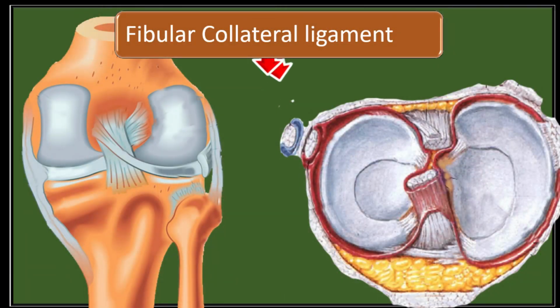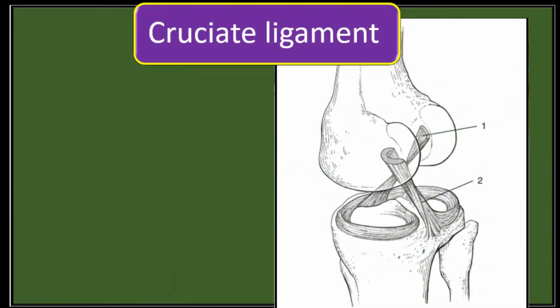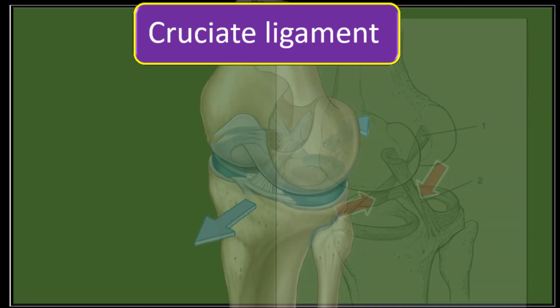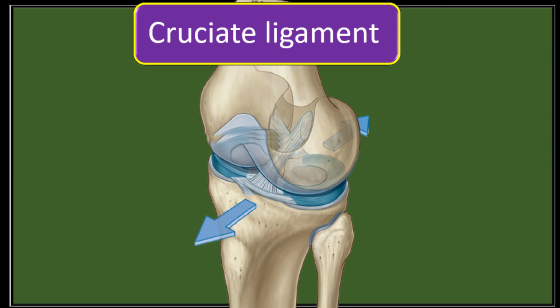This is the fibular collateral ligament. Unlike the medial collateral ligament, it is not attached to the fibrous capsule, but separated from the capsule and lateral meniscus by the tendon of popliteus muscle, as you can also see in both illustrations. We have two cruciate ligaments, the anterior and the posterior. They basically maintain anteroposterior stability of the knee joint. They are named according to their site of attachment to the tibia.